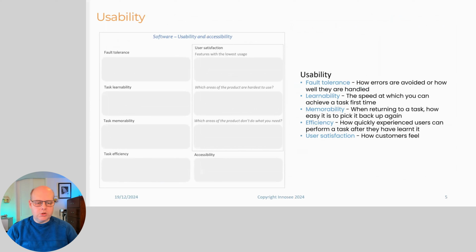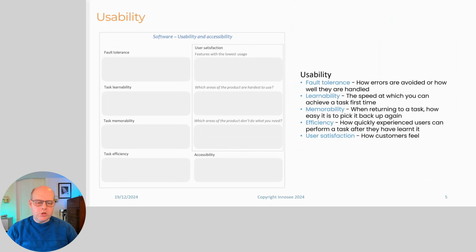Learnability, the speed at which you can achieve a task for the first time. This is most important for new users and new companies that have bought your product if you're in a B2B environment. Be very careful here with new features as well. Aim to make them as learnable as possible, as all customers will be impacted by this.